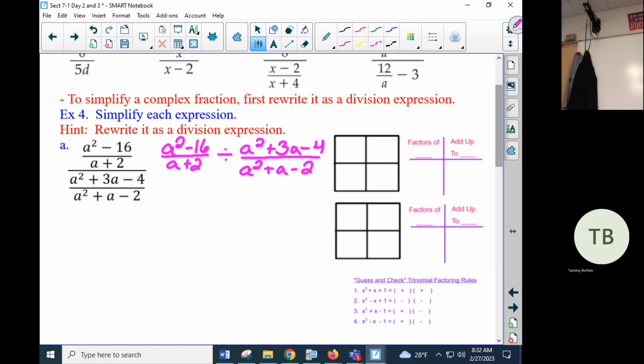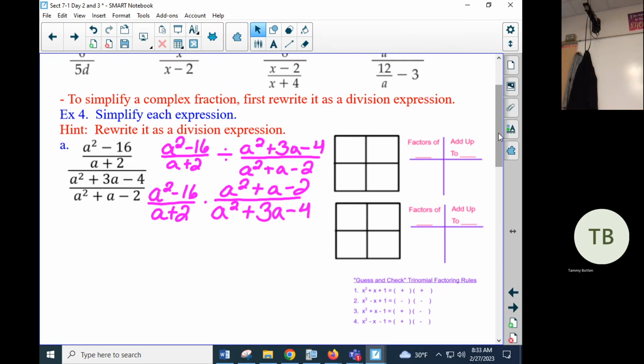Now what we have to do, because it's division, we have to change that to multiplication and flop these two, or switch those two. So I have a squared minus 16 over a plus 2. The first thing does not change. And then over here, I'm going to flip it. So I have a squared plus a minus 2 over a squared plus 3a minus 4. Okay. So here is what I'm going to do then.